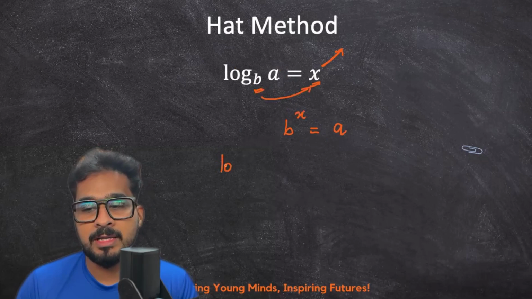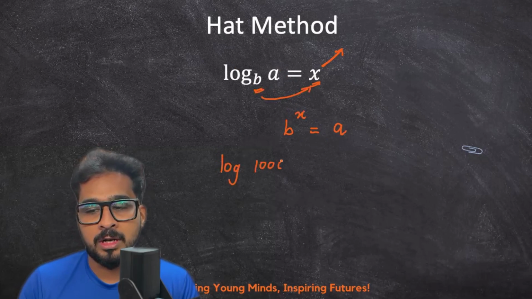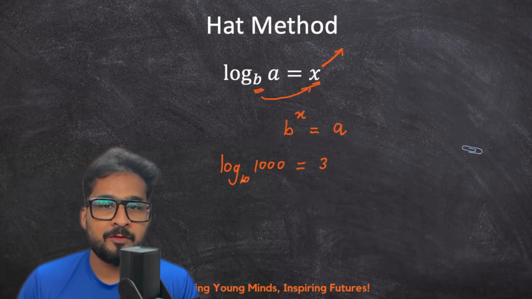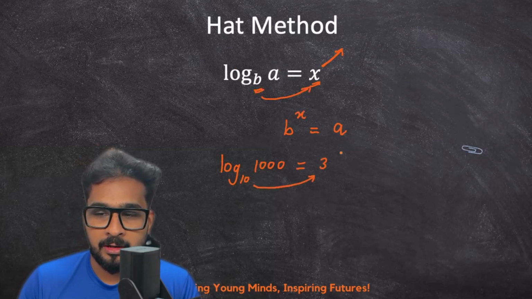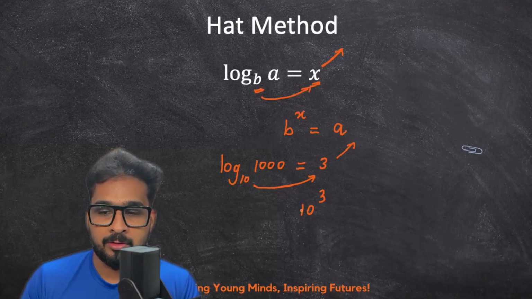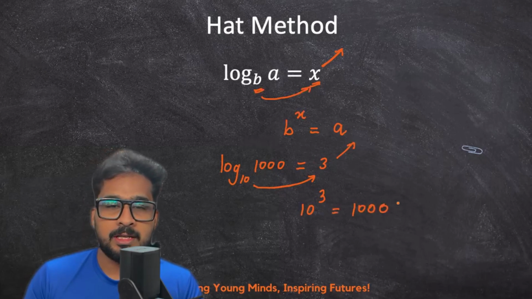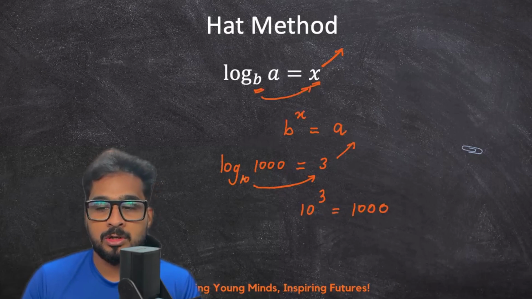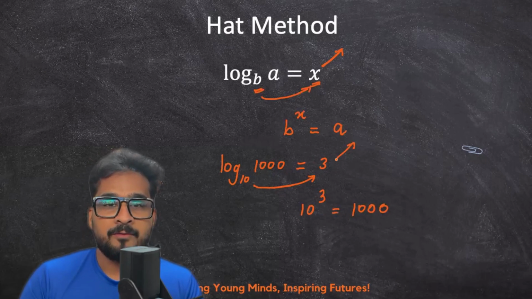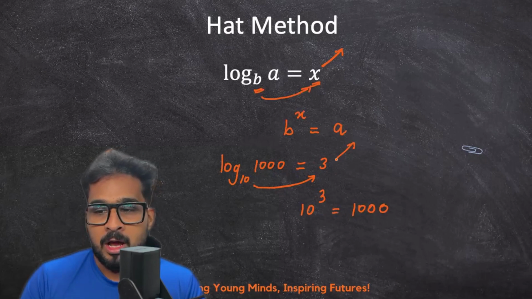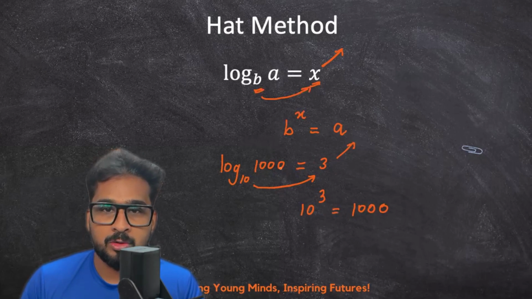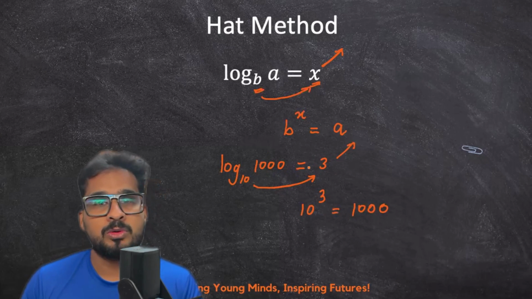For example, if somebody gives us log of 1000 to the base 10 is equal to 3, the exponential form of this is: you send the 10 like this, so 10 power 3. 10 is the man and the hat is 3. I am putting the hat on the man. So 10 power 3 is equal to 1000. 10 power 3 is equal to 1000 is represented as log 1000 to the base 10 is equal to 3. We need to pronounce it like this: log 1000 to the base 10 equal to 3.